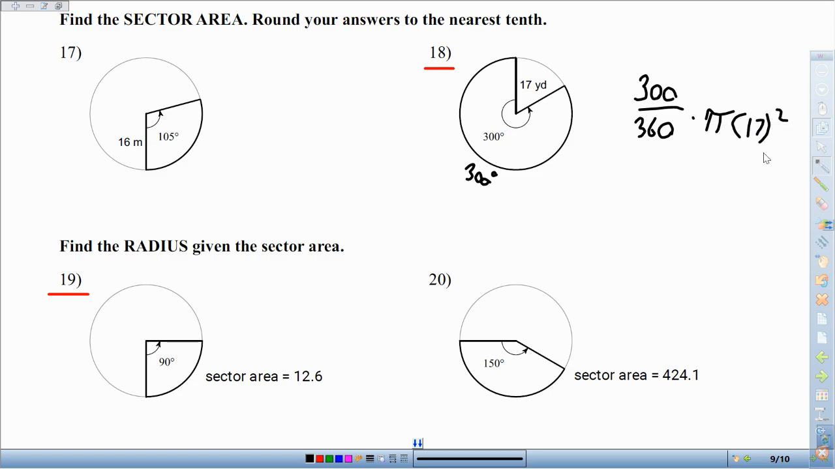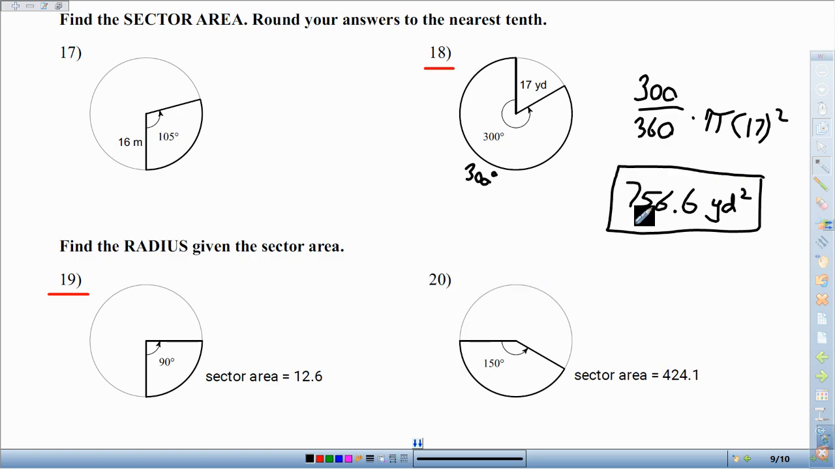So type this in with me, and let's see if we get the same answer. I'm getting 756.60, so 756.6. We do have units. If you guys remember, area is in units squared, so if you can include that.